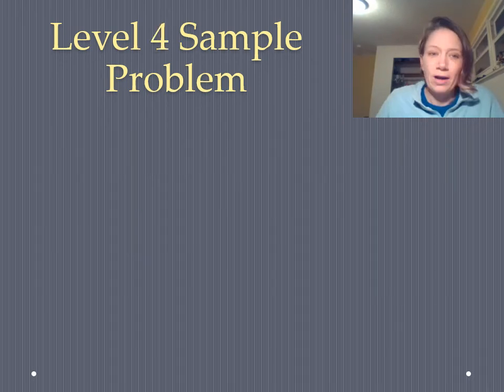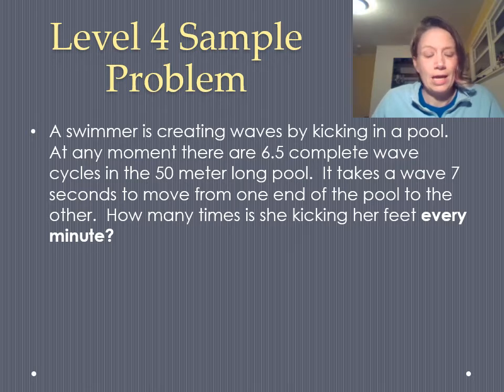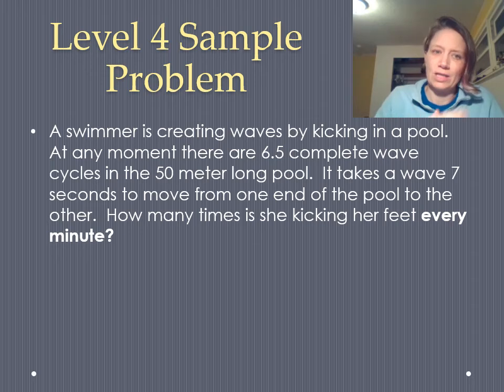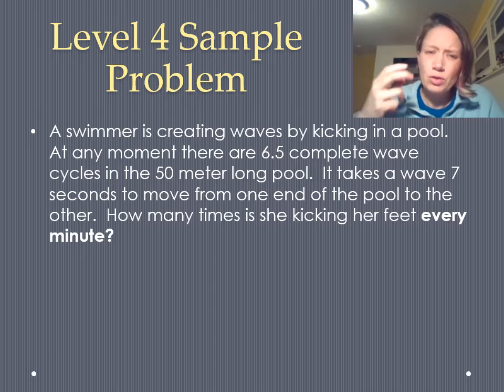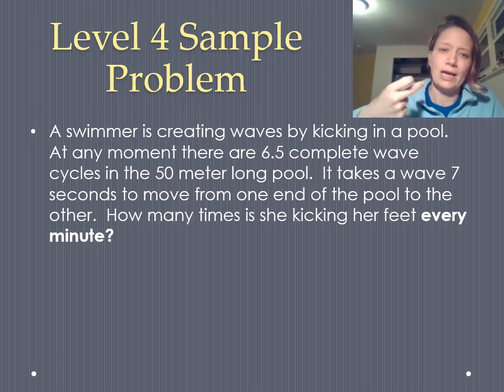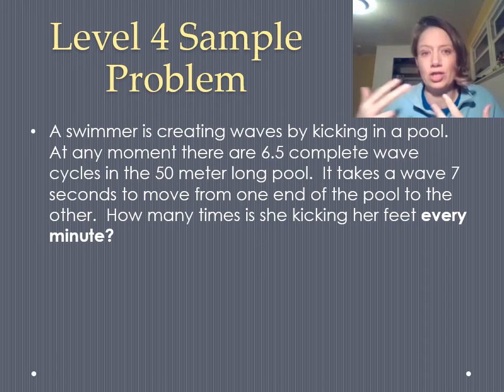I wanted to give you a sample of the level 4 kind of problem as well, so you could see how we can make this a little bit more complicated. A swimmer is creating waves by kicking in a pool. At any moment in time, there are 6.5 complete wave cycles. So that's like 6 full waves and then just 1 extra crest or 1 extra trough in the 50-meter long pool. If it takes one of those wave pulses 7 seconds to go from one end of the pool to the other, the question is how many times was that swimmer kicking their feet every minute to generate this wave?